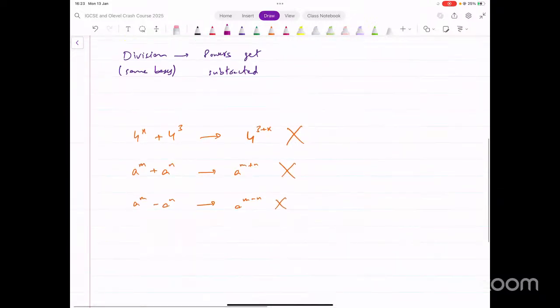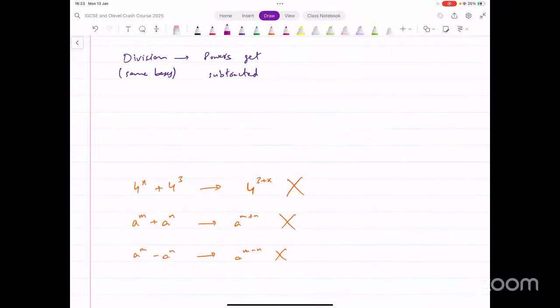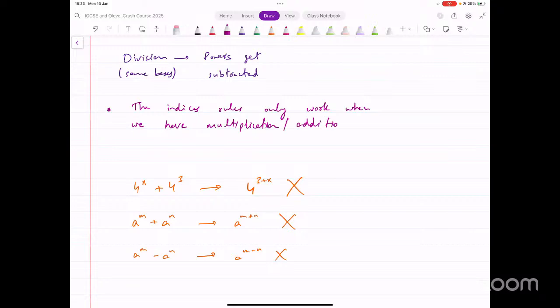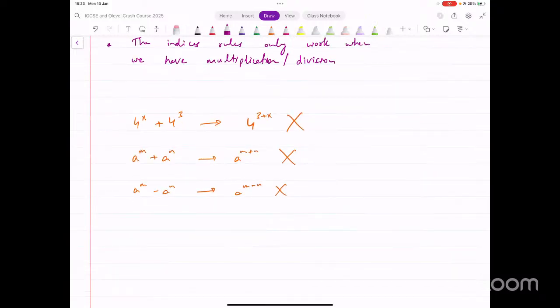I can write that down here. The indices rules only work when we have multiplication or division. They do not work when we have addition or subtraction. Okay, they only work in this case. All right.